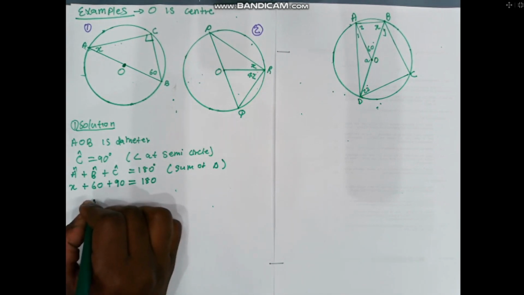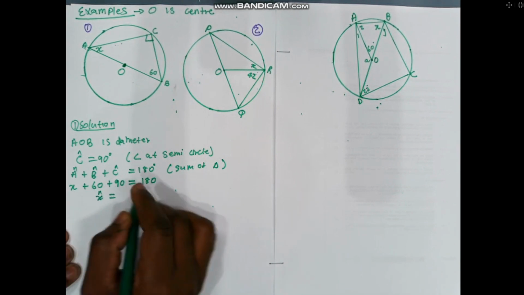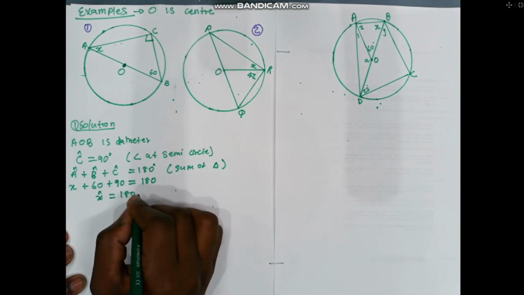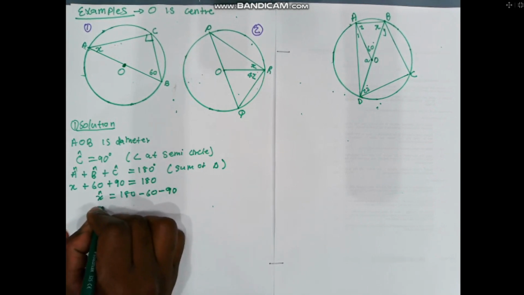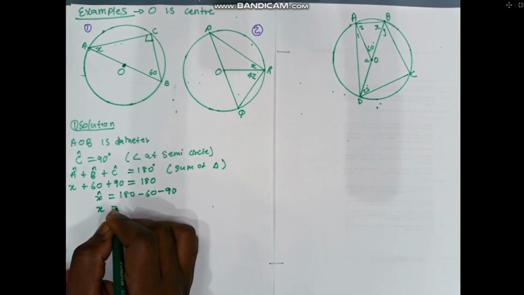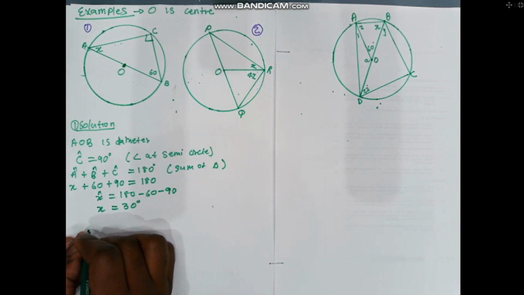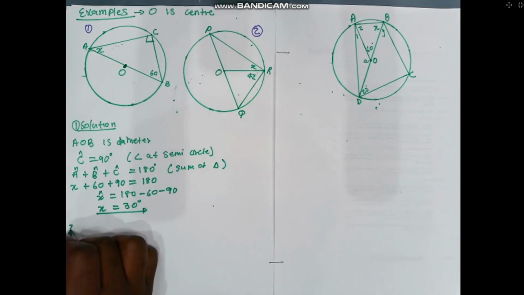And then x is equal to 180, taking 60 and 90 to the other side, it's going to be minus 60 minus 90, and our x is equal to 30 degrees. I hope you see this one, and I hope you understand how to come to that conclusion. Let's do the second one here.